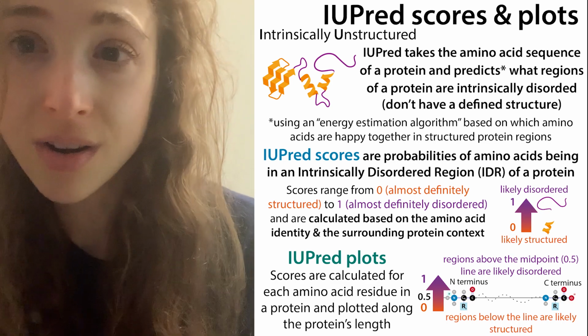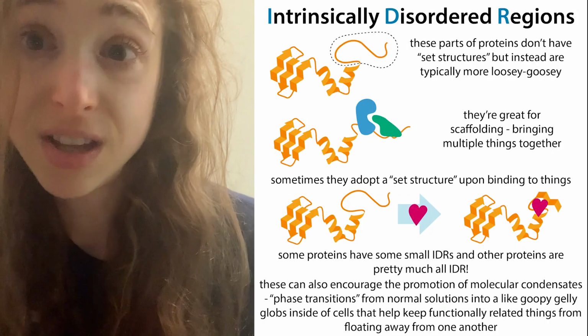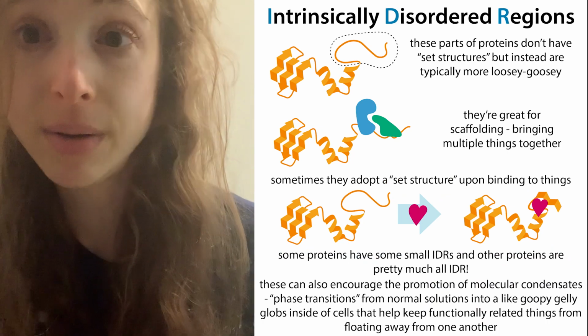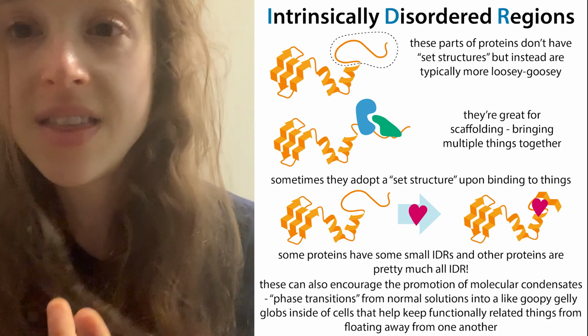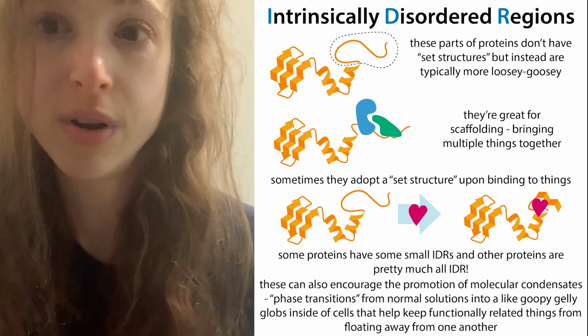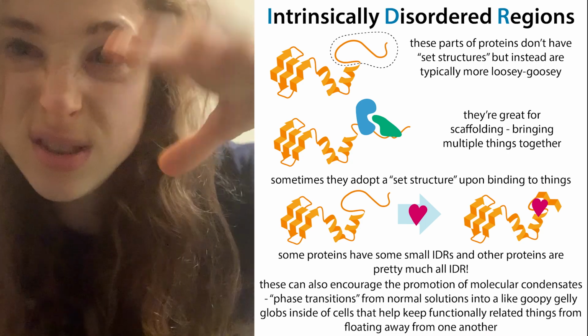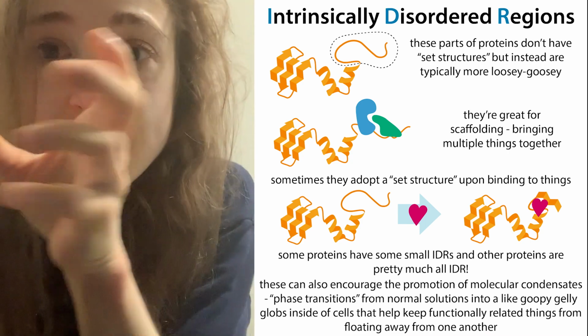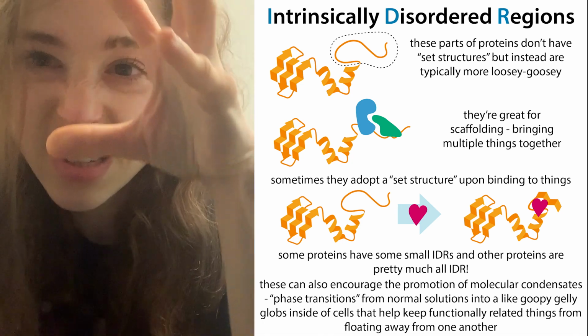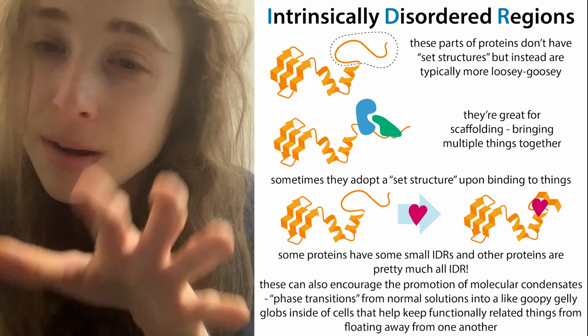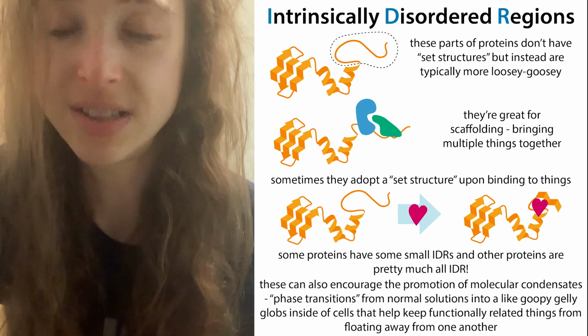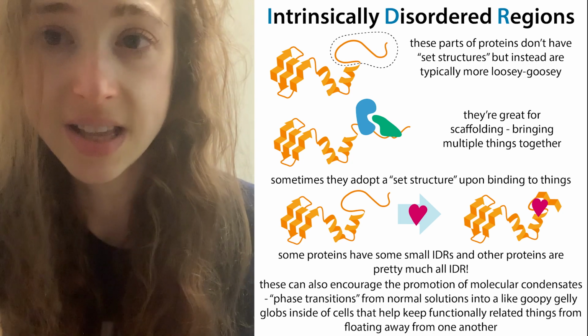be in IDR. These regions are important because they can do things like serve as scaffolding, bring different proteins together. They can even promote phase separation, where you have this loosey-goosey protein bring together a bunch of different proteins into this globby thing that's like a membrane-bound compartment inside of a cell, and so it locally concentrates things.